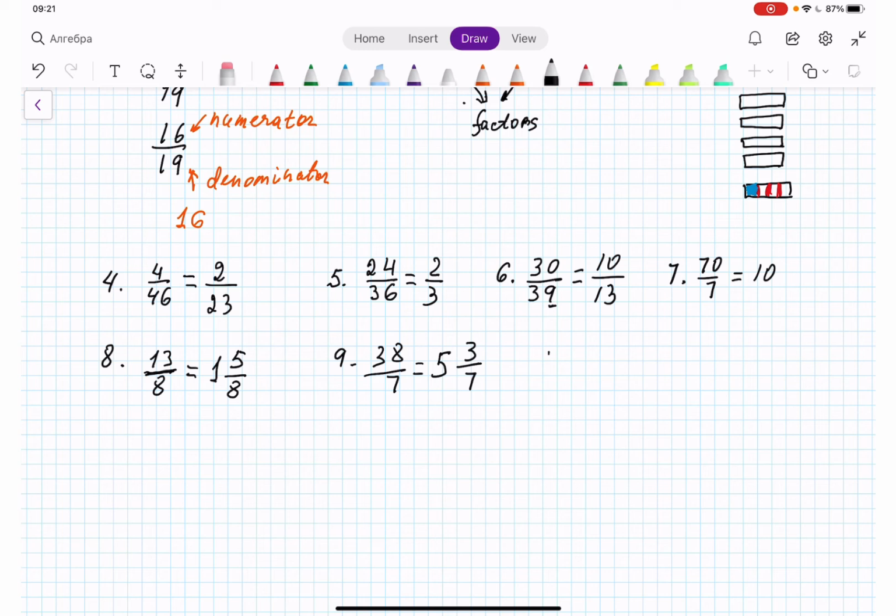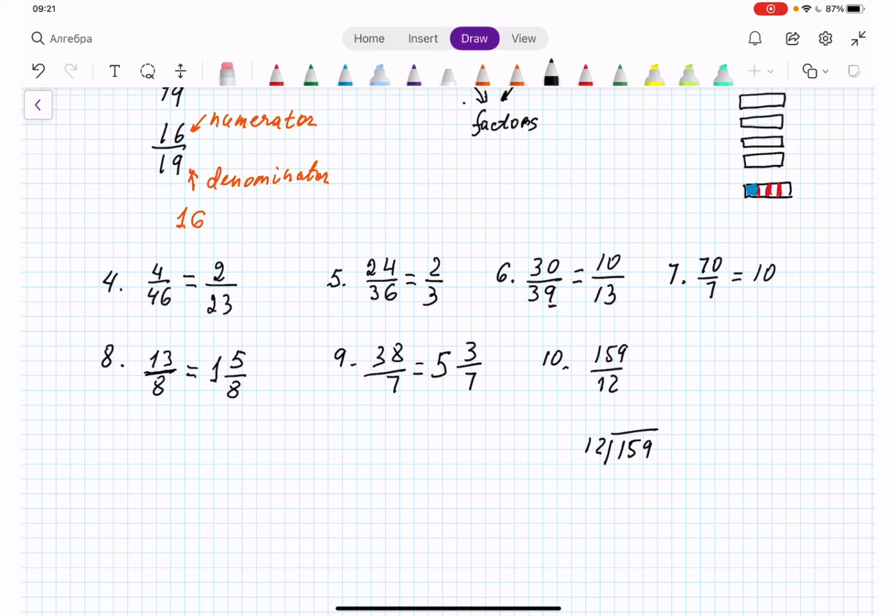And question number 10, again, convert into a mixed fraction. Mixed number, 159 divided by 12. Okay, now this one, I'm not going to guess. Let me see. 159, we are going to divide by 12. How much is it going to be?